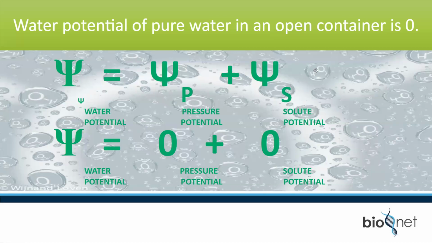So using all of that understanding, we know that we have pure water, so that means there's nothing dissolved in it. So pure water is going to have no solute, so the solute potential is going to be equal to zero. And it's in an open container, so there's no pressure potential building up, and so that is equal to zero. And so here, the water potential of pure water in an open container is equal to zero.